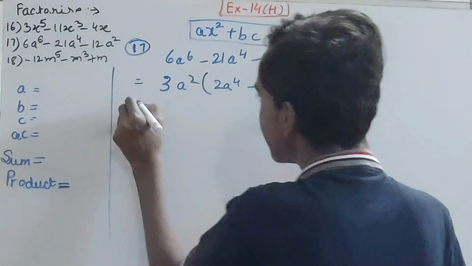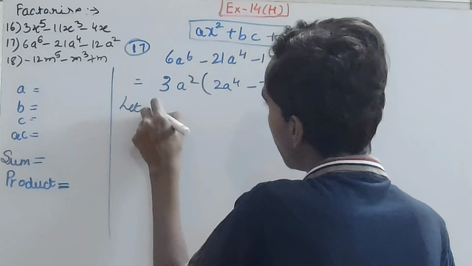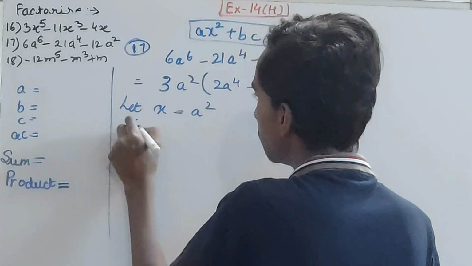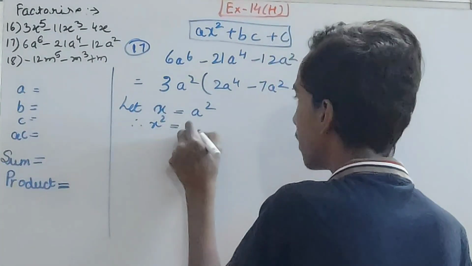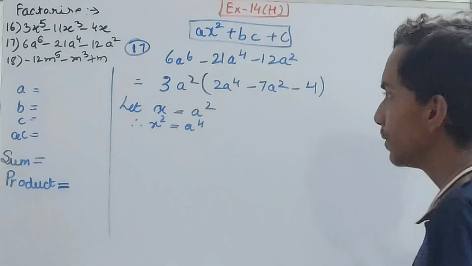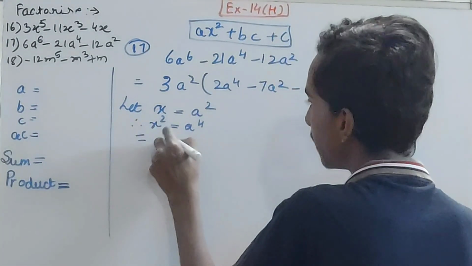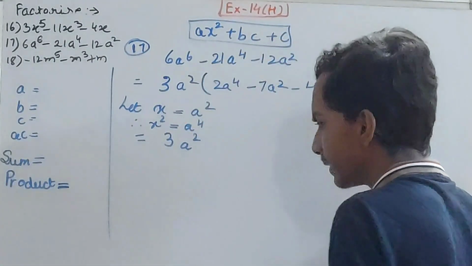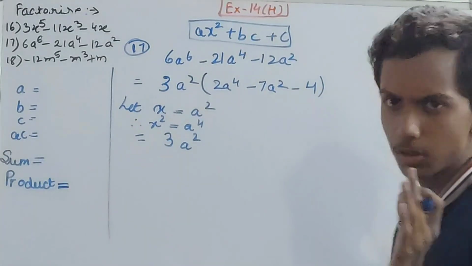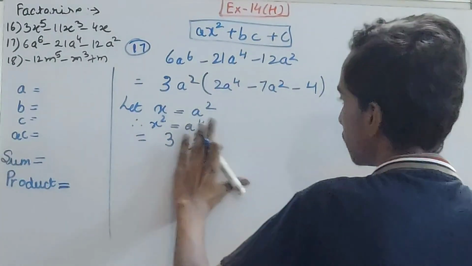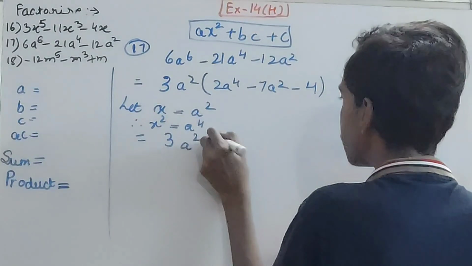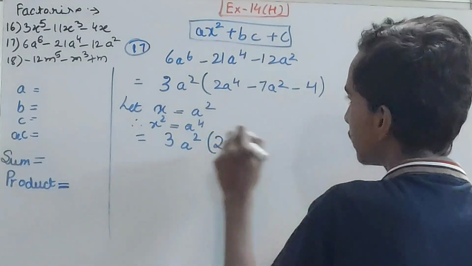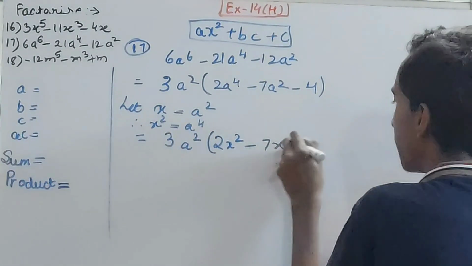Now again, we will use the assumption method. Let x be equal to a square. This I am writing down. So x square will be equal to a to power 4, right? So now we will substitute the values. We aren't substituting it in this a square, okay? Or if you want, you can substitute, but don't substitute because it is taken common outside. So leave that a square. We are not touching this 3a square. Inside you will have 2. A to power 4 is x square, so 2x square minus 7a square, that is minus 7x and minus 4.